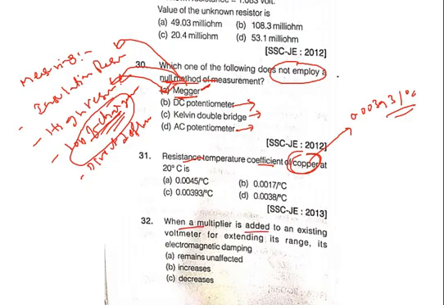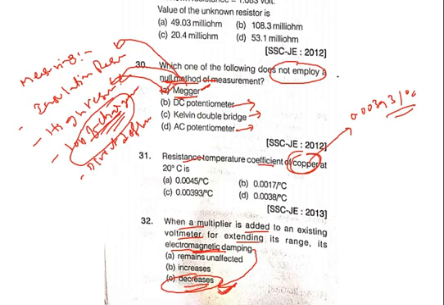Next one. When a multiplier is added to an existing voltmeter for extending its range, its electromagnetic damping will decrease. Important point, this is a repetitive question. If they ask, the deflection torque will increase, but the damping will decrease here.